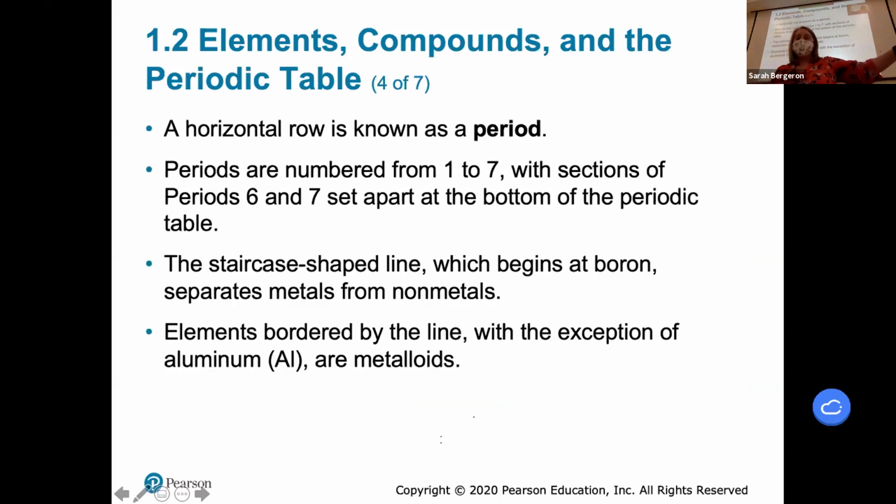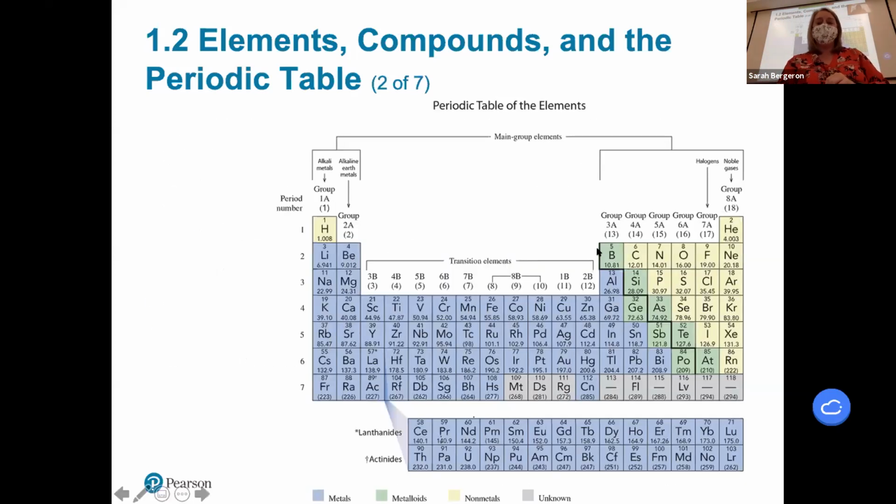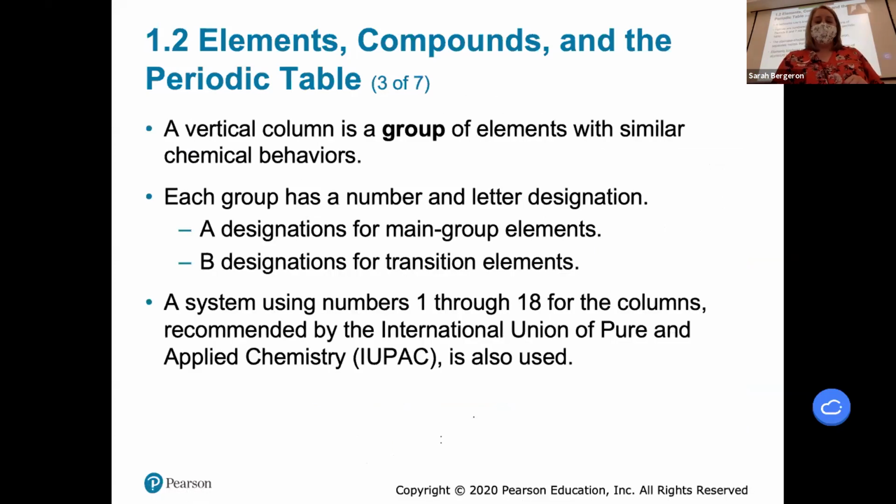So we know that the horizontal row across is a period, and our periods go 1 through 7. The other interesting characteristic that you need to know on the periodic table is this staircase. You see how they outlined it in kind of bold? We're transitioning here from metals to nonmetals. So all of these greens, these are metalloids, except aluminum. Aluminum is kind of special, okay?